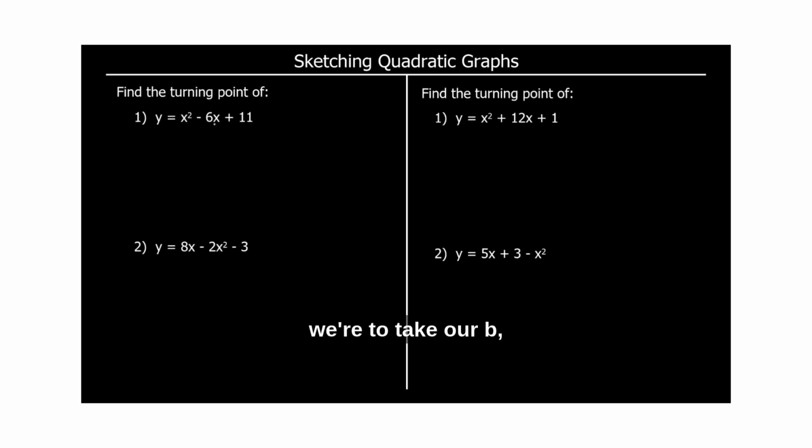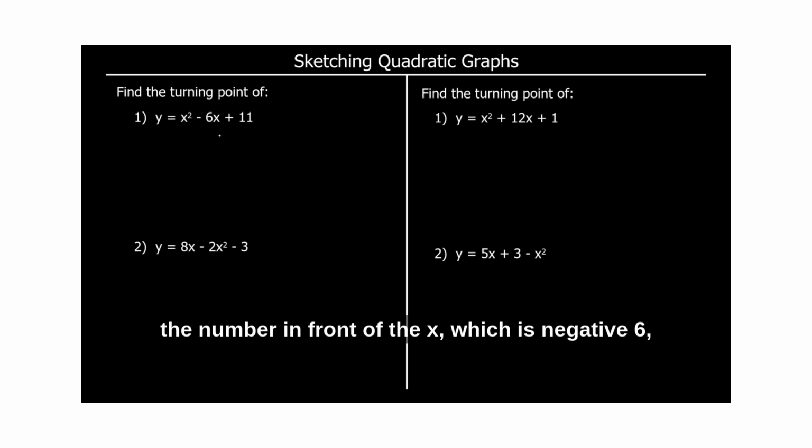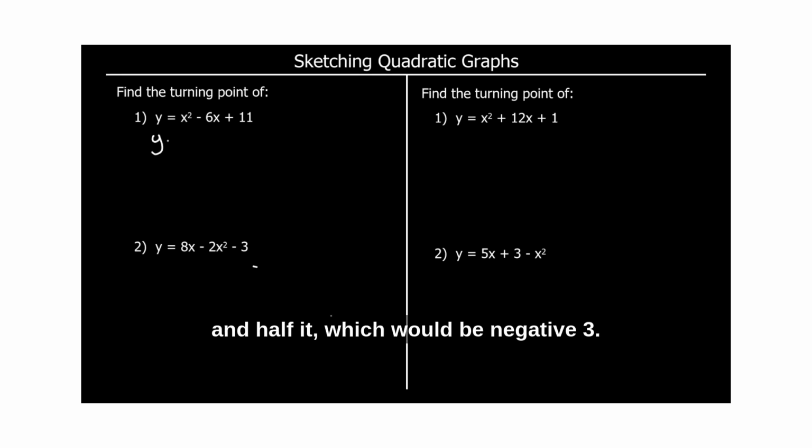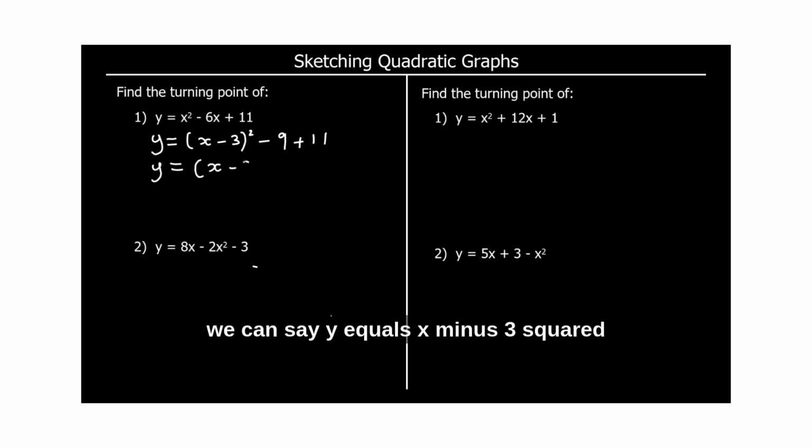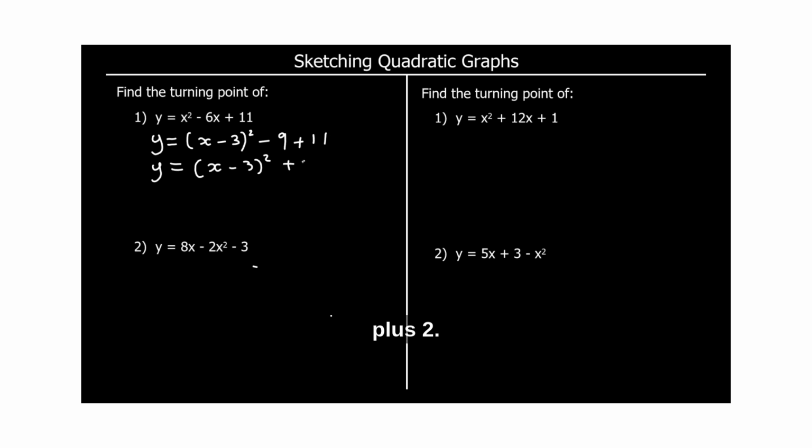To do that, we're going to take our b, the number in front of the x, which is negative 6, and half it, which would be negative 3. So we're going to have y equals x minus 3 squared. Then we're going to take away the 3 squared. So take away 9, and we've got a plus 11 on the end. Negative 9 plus 11 is 2. So we can say y equals x minus 3 squared plus 2.